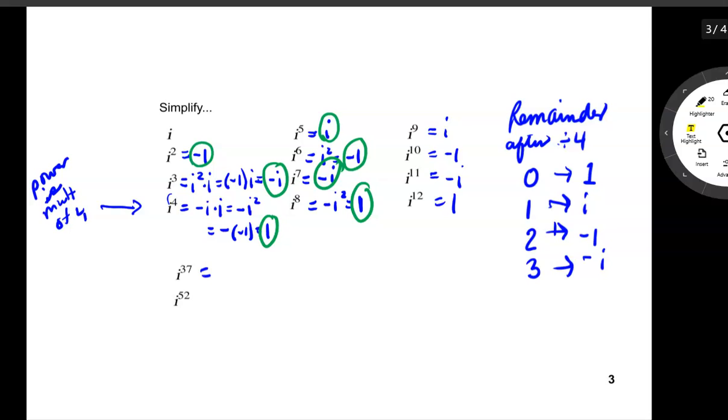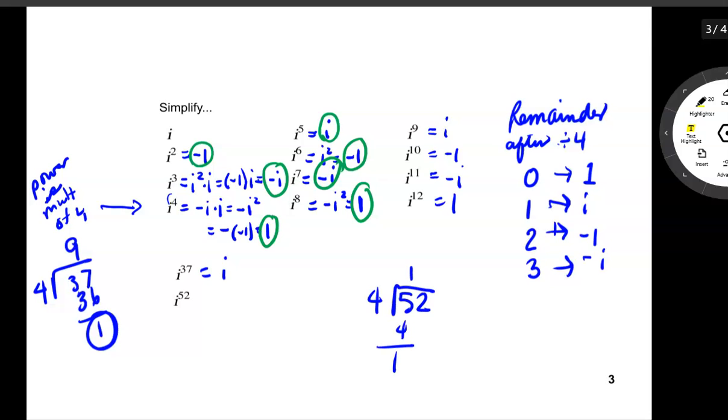So let's take 37 and divide by 4. It goes in 9 times. Subtract 36, we have 1. So our remainder is 1. So we look over here at the chart, and it says if the remainder is 1, it is i. Okay, what about 52? Divide by 4. Oops, it comes out even. There is no remainder. So it's going to be like the 4, 8, 12, and it's going to just be 1. Pretty cool, huh?